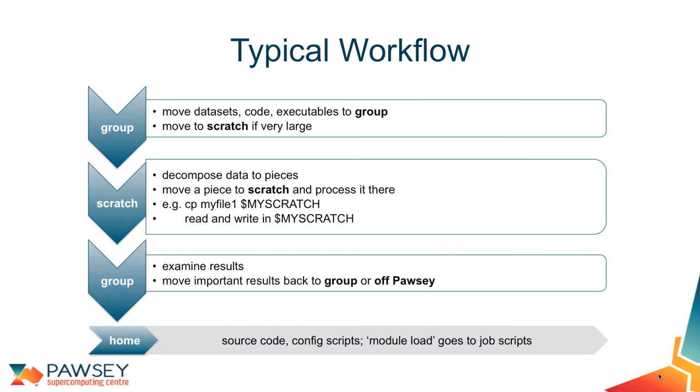A typical workflow will look like this. First, a large dataset is uploaded from your local storage device, say a hard drive, to the Group file system. And if the file is really large, you can move straight to Scratch. During data processing, you can decompose this large dataset into several pieces, and for each piece, you can copy it over to Scratch and then process it there.